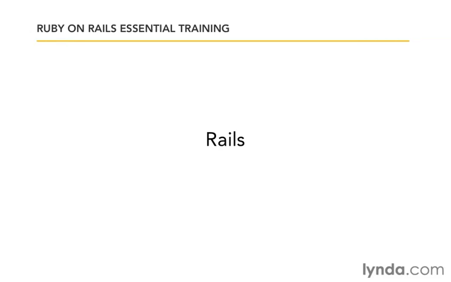In the last movie, we took a look at RubyGems, the package manager for Ruby libraries. Now that we have RubyGems installed, we'll make it really simple for us to install Ruby on Rails, because Ruby on Rails is a gem. Let's go to the command line and see how.